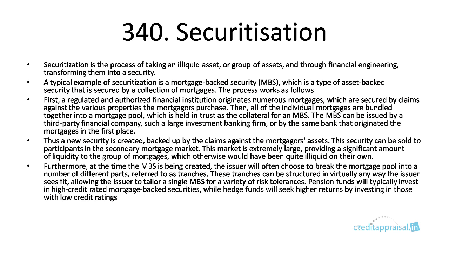At the time the mortgage-backed security is created, what the issuer will often do is break that pool into a number of different parts, referred to as tranches. You can structure this in virtually any way you like. Say, for example, there are some 10,000 housing loans. The issuer can break that 10,000 into a variety of risk levels.